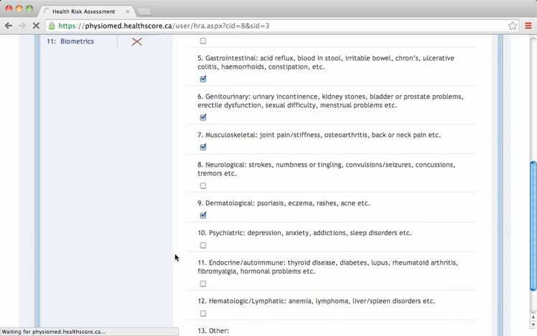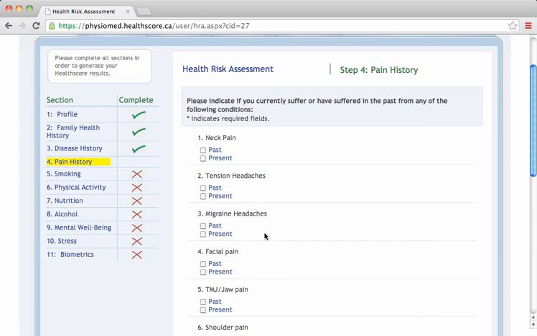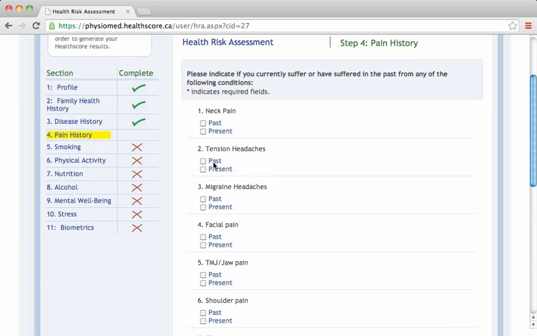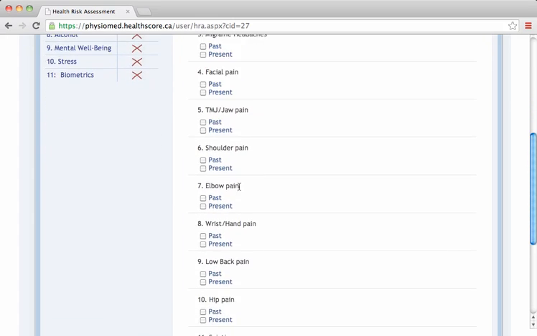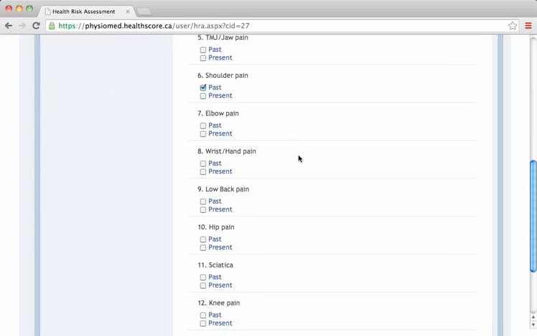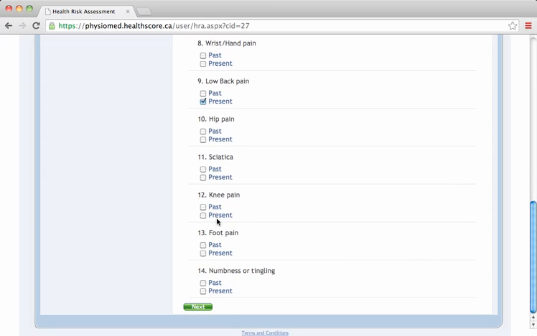We're going to move forward. Jane, I'm going to ask you a little bit about the pain that you're experiencing both presently and in the past. Now, she mentioned that there's a history of tension headaches, but this again will be a general review of system in terms of pain. Tension headaches, both past and in the present. No history of migraines. Shoulder pain in the past on the left. Low back pain presently. No history of hip pain, no history of sciatica, knee pain, foot pain in the past, and we will hit next.